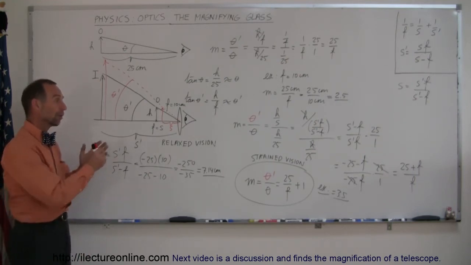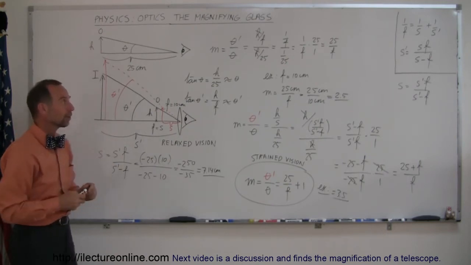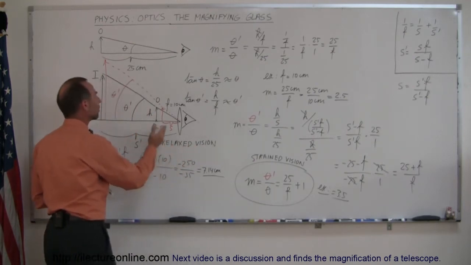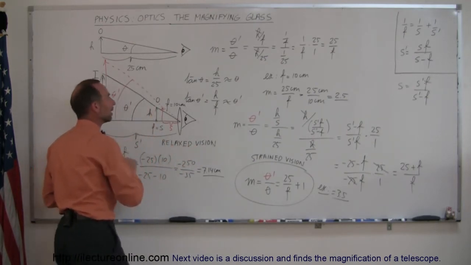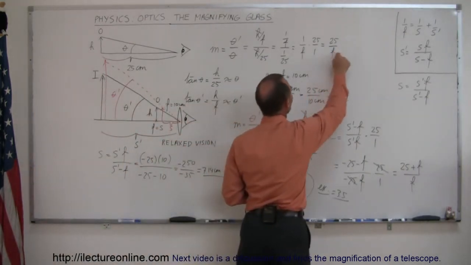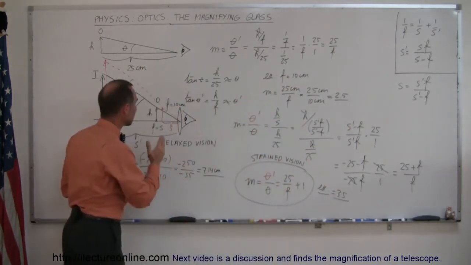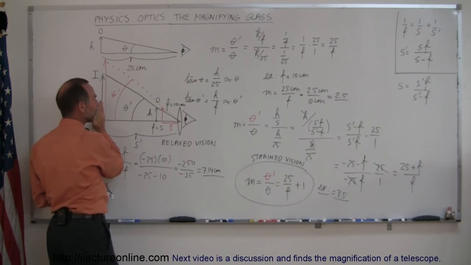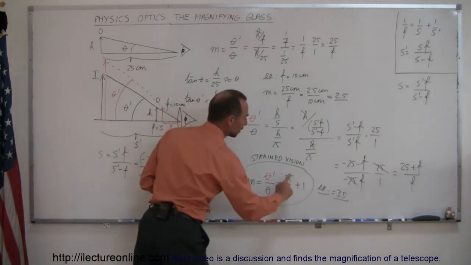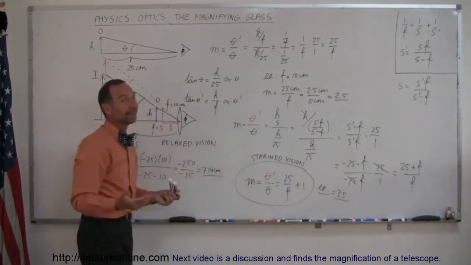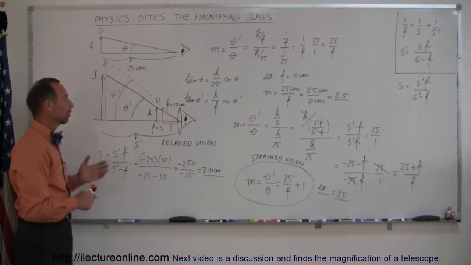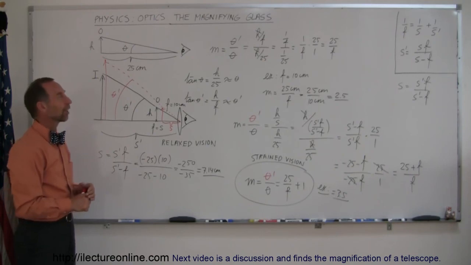Now, of course, once you've seen how that is done, you can simply say, if we look at it with relaxed vision, meaning if we place the object close to the focal point, the magnification will be 25 over f. If, however, we bring the object in a little bit closer so that the image now comes in at 25 centimeters distance, then the magnification will be 25 over f plus 1. And that's pretty well the only thing you have to remember if you try to find the magnification using a magnifying glass. And that's how you do that problem.